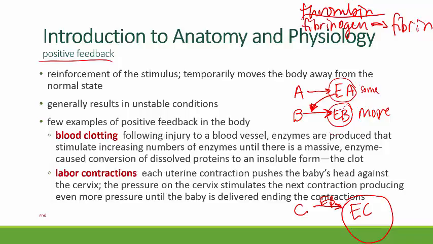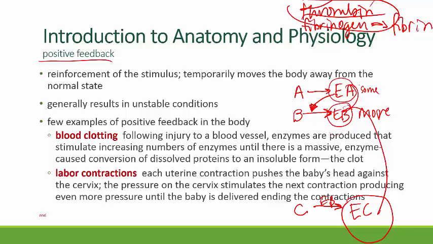So this is positive feedback, because with each step in the process, we're getting more and more and more. We're increasing the signal that's going to be available so that we get an overwhelming amount of thrombin produced to rapidly cause clotting to happen.